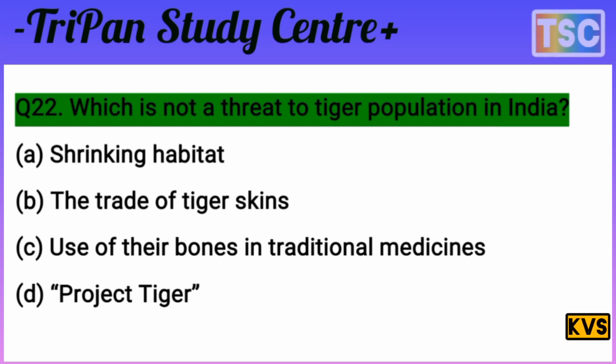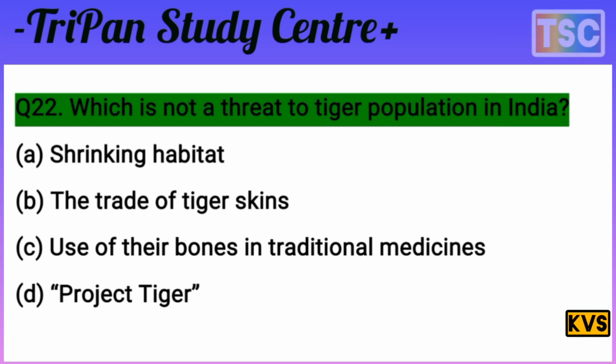This is the most important question here. Shrinking habitat is a threat. The trade of tiger skin is a threat. The use of tiger bone in traditional medicine is a threat. But Project Tiger is not a threat. Option D is the correct answer. Not a threat to the tiger population in India is Project Tiger. That's an important answer and an intelligent question.